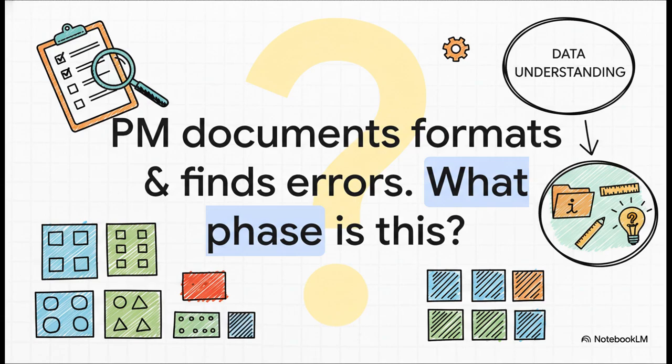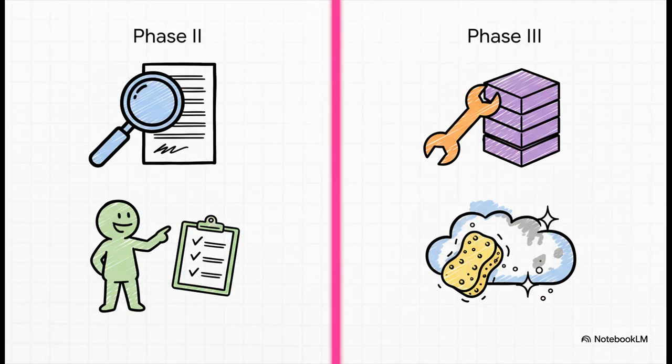A project manager's team is documenting the format, size, and schema of a new data set. They're also identifying inconsistencies. So what phase are they in? The answer is phase 2, data understanding. And why? The key words are documenting and identifying. They're describing the data and verifying its quality. They haven't started fixing it, they haven't started cleaning it, they haven't started changing a thing. That is the bright shining line between Phase 2 and Phase 3.